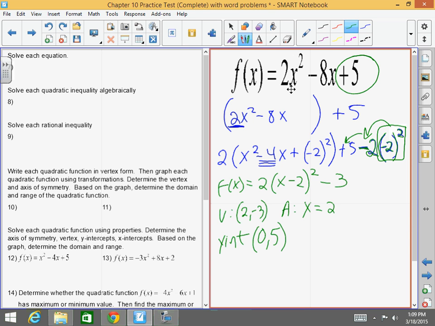And then, to save time, guys, I'm not going to graph it. Is that fine? Hopefully you know how to graph it. Yes, sir.